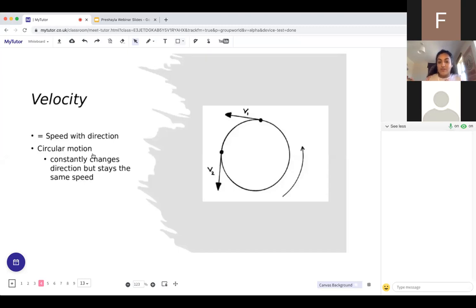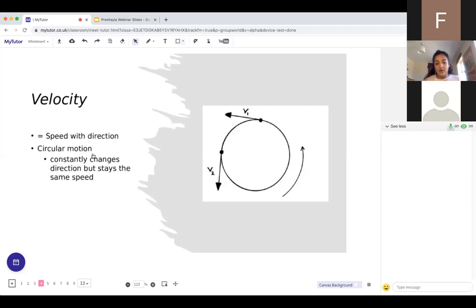Okay, so although the speed, the value is the same, the direction is always changing. And therefore, velocity is always changing, because velocity is speed with a direction. And if speed changes or direction changes, velocity changes. If one or the other or both change, velocity changes. They come hand in hand. If one changes, then velocity changes. If speed changes, velocity changes. If direction changes, velocity changes. And if both change, velocity still changes.